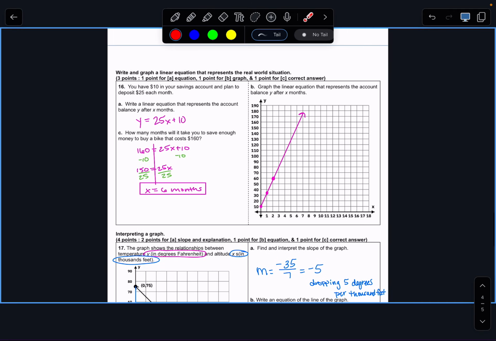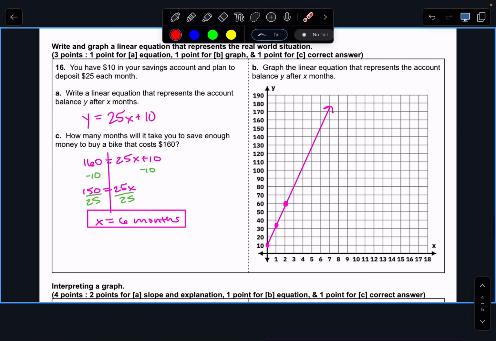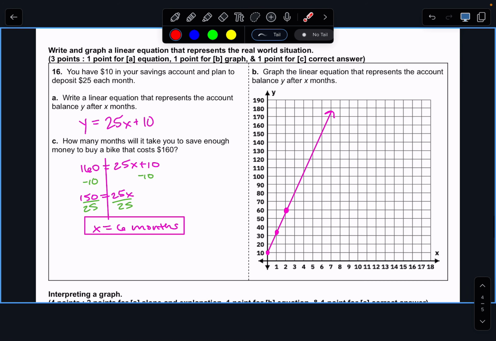Okay, let's go to the next page. We're going to look at this one first. I just want to remind you, when they give you numbers and we have to write an equation, I want you to find either the per or the each. Since the each is with the 25, I know that that is my slope. And so this 10 is my y-intercept. So if y equals mx plus b, I have y equals 25x plus 10.